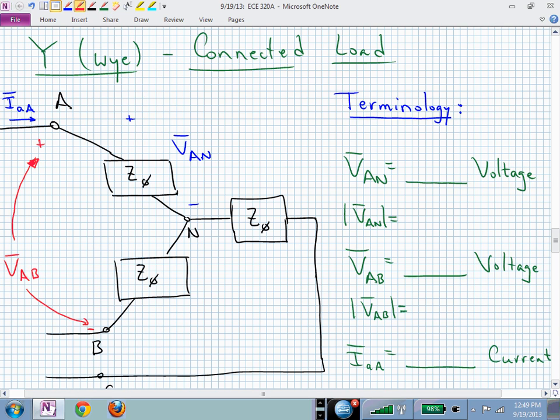And you only have 2 words. We just talked about phase and line, so those are the 2 that you have to pick from. Again, you could pull out your quarter and do a coin toss if you needed to, but I hope by a week from today you don't do a coin toss. You're confident in what you want to write down. Capital V sub capital AN is what voltage in this diagram?